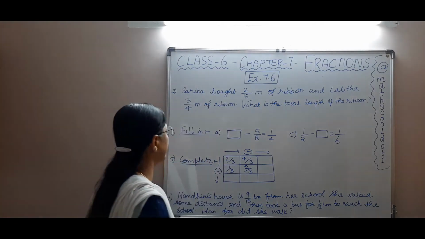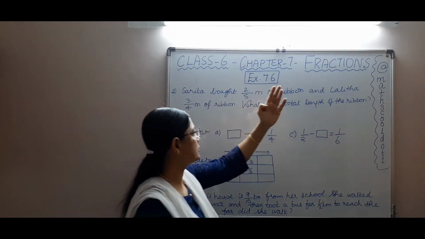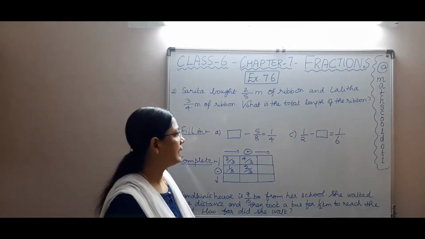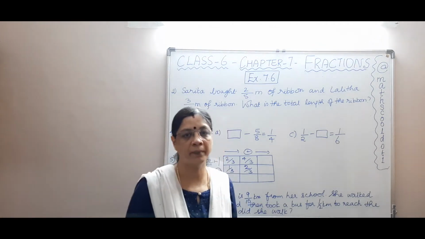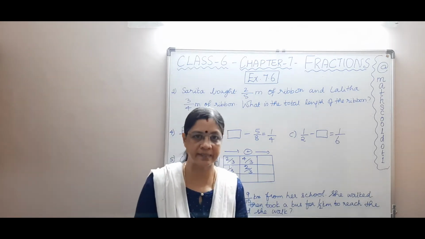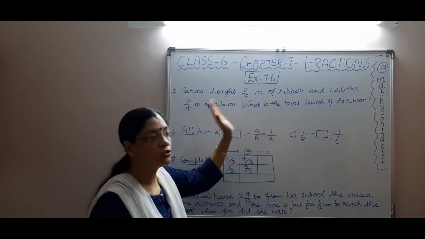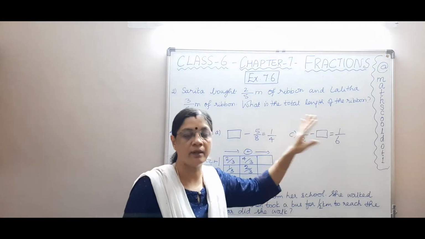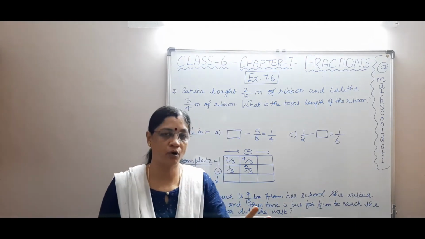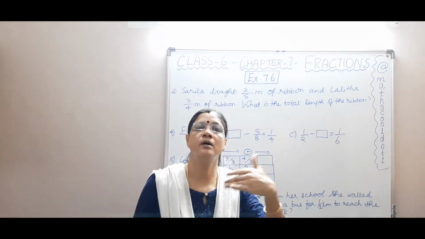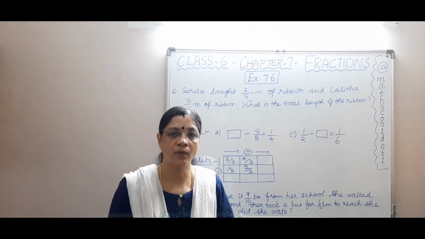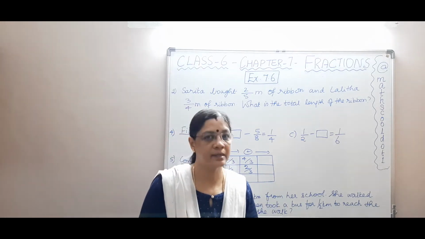Now let's move on to the second sum. Sarita bought 2 by 5 meter of ribbon and Lalita 3 by 4 meter of ribbon. What is the total length of the ribbon? By this time we'll be knowing how to find out whether it is addition or subtraction, isn't it? It is very simple. When you are given two quantities and you're asked for the total, you need to add. When one bigger quantity is given and another one is given, and you are asked to find the rest or what is left out, or who has much greater or lesser, for these questions you need to find answers by subtracting.